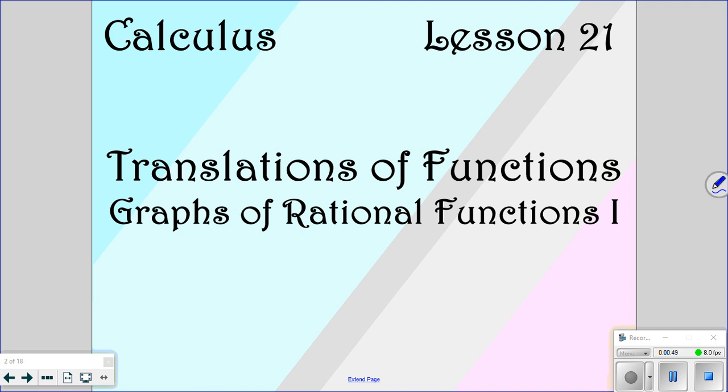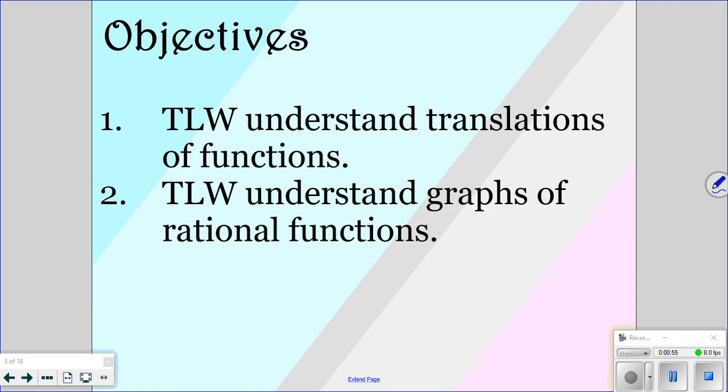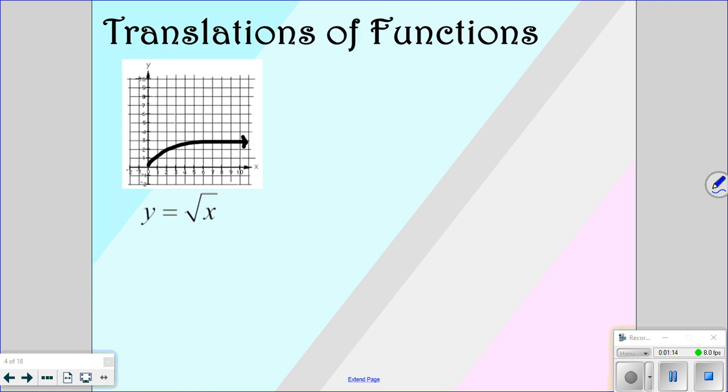We're looking at lesson 21 today. We're going to look at translations of functions and then graphs of rational functions, part 1. Hopefully, the translations of functions is a pre-cal or maybe even geometry or algebra 2 review. You're just translating a function on a graph. And then the graphs of rational functions, you may have covered a little bit in pre-cal last year, but I'm not sure if you covered much of it.